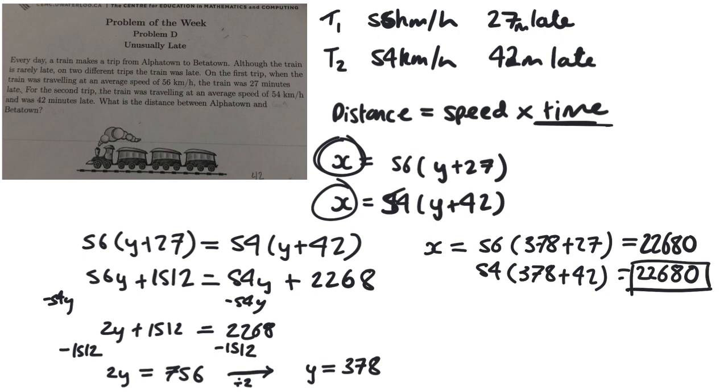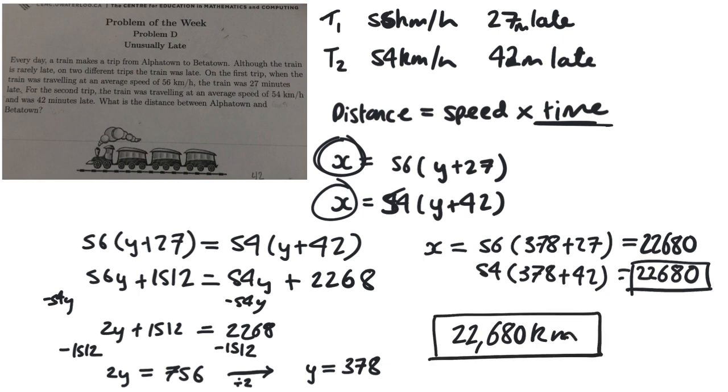So the distance between Alpha Town and Beta Town is 22,680 kilometers, which is an incredibly long distance. And if it's going to be 27 minutes late after traveling that far, I don't think it's really the end of the world. I don't really know how far that is. I'm going to say something that's going to be wrong: maybe like China to Paris, but maybe that's a bit wrong. I don't really know the distances across the continents.